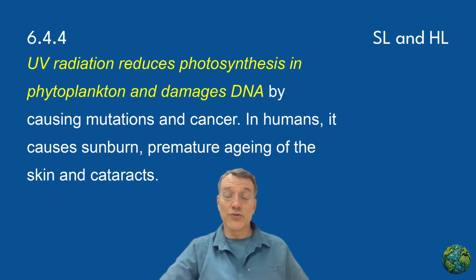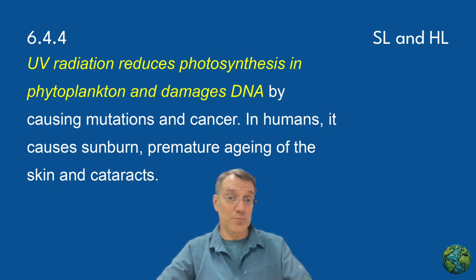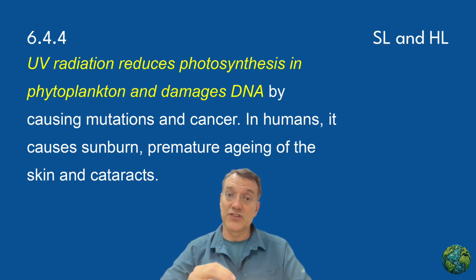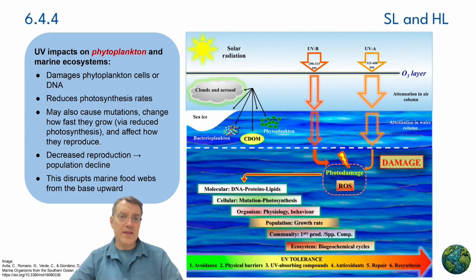UV radiation reduces photosynthesis in phytoplankton, and it damages DNA by causing mutations and cancer. In humans specifically, it causes sunburn, premature aging of the skin, and cataracts in the eyes. These aren't minor inconveniences. They represent serious threats to both individual health and ecosystem function. Let me explain the impacts on phytoplankton and marine ecosystems more deeply.